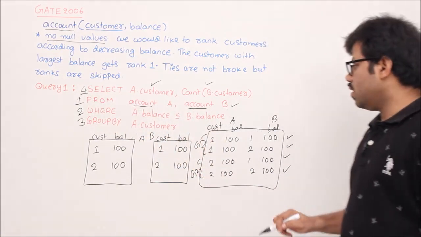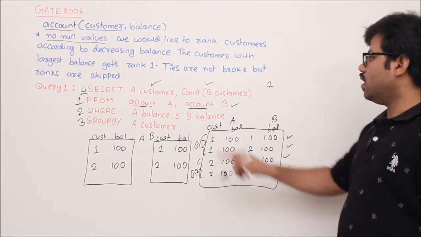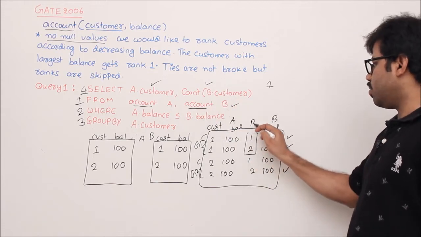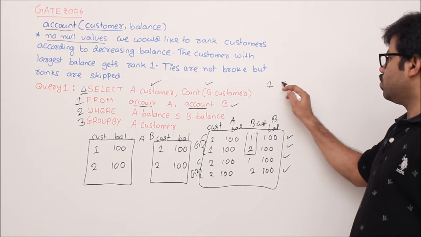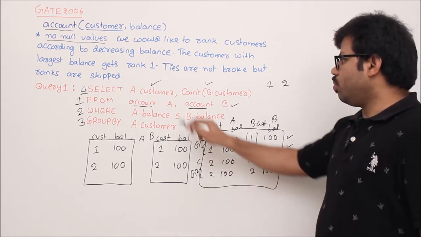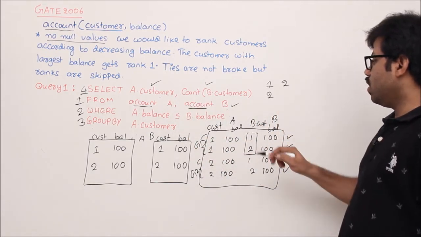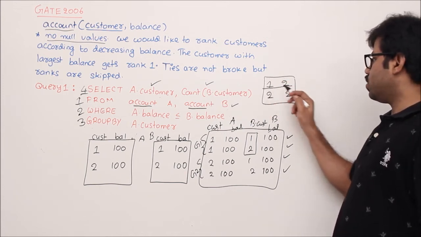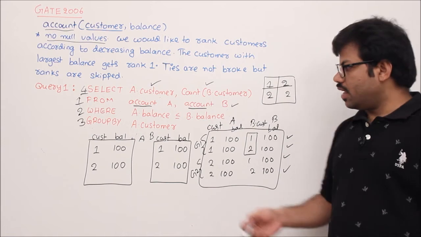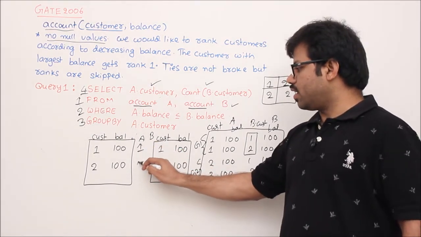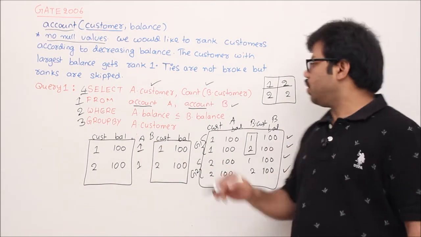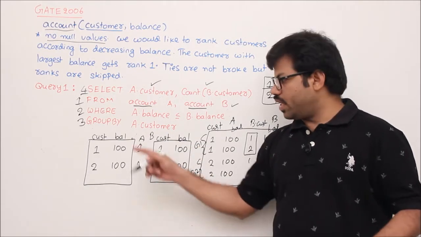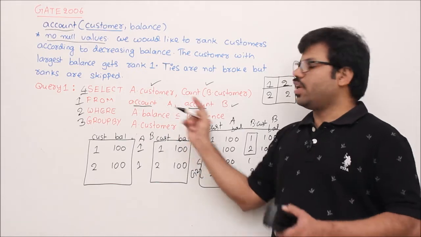Select A dot customer. Yes, first time it is 1. Then print count of B dot customer. This is count of B dot customer, right? Which is 2. Then take the second group and print A dot customer, which is 2, and count of B dot customer is 2. Then you get 1's rank as 2, and the second rank as 2. But is it correct? Actually both should get the same rank, which is nothing but 1. But you got 2 and 2. That means for some kinds of data, especially duplicate data, this query is not working.